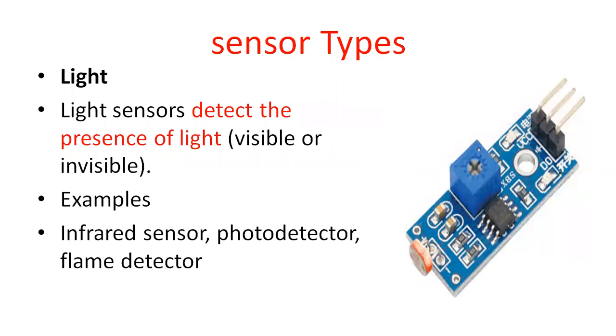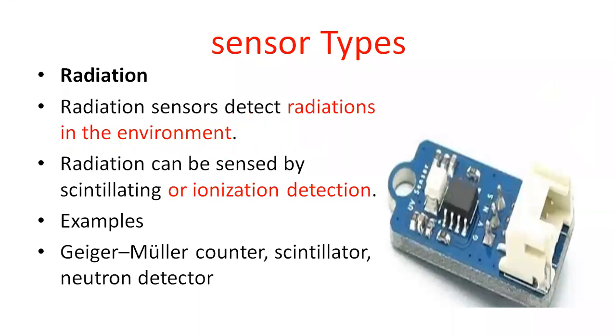And then the light sensor. The right side diagram indicates the light sensor. What is the specialty of a light sensor? It detects the presence of light, visible or invisible, identifying the visibility of a particular light. In order to identify that, you use the light sensor. In many projects you use the IR sensor, infrared sensor, photo detector sensor, and flame detector sensor. These are all examples of the light sensor.